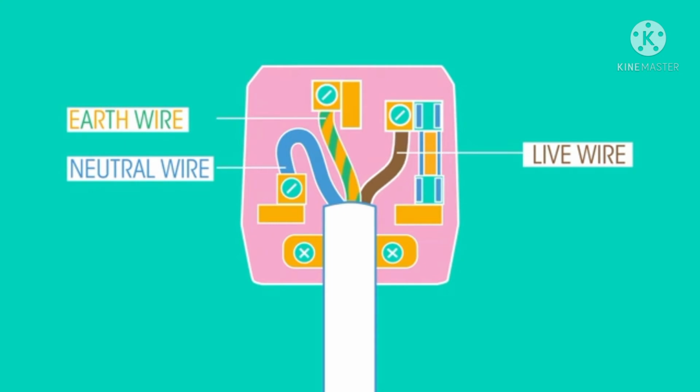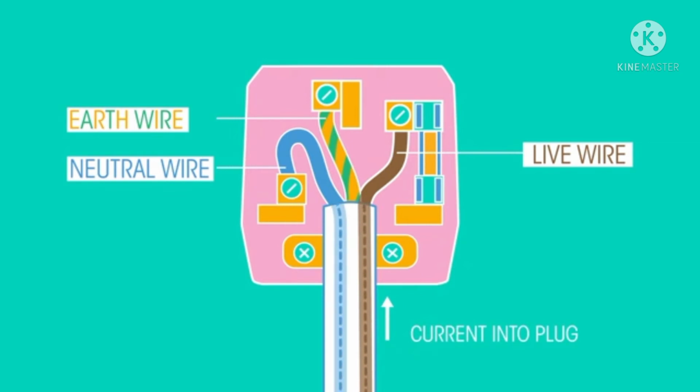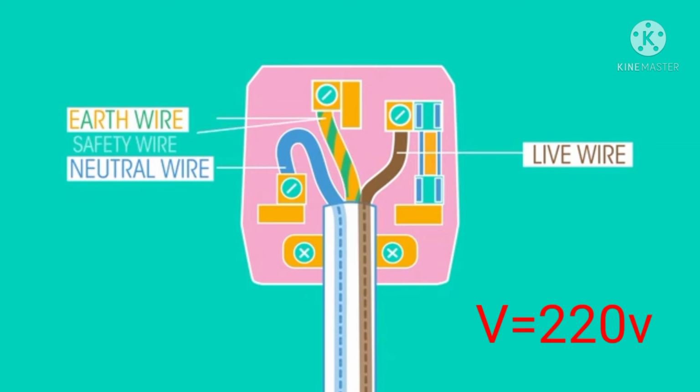The live wire and neutral wire carry the current around the circuit. Live wire brings the current into the plug. The current is alternating current that moves back and forth 50 times a second. Neutral wire completes the circuit by the current exiting the plug. Neutral wire and live wire have a potential difference of 220 volt.